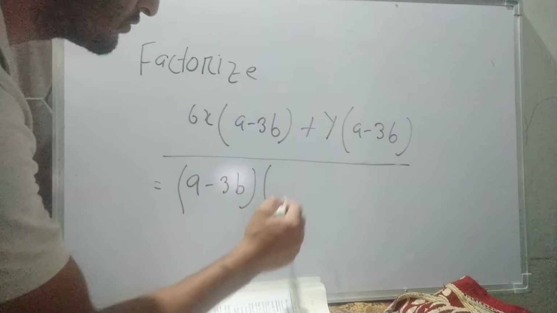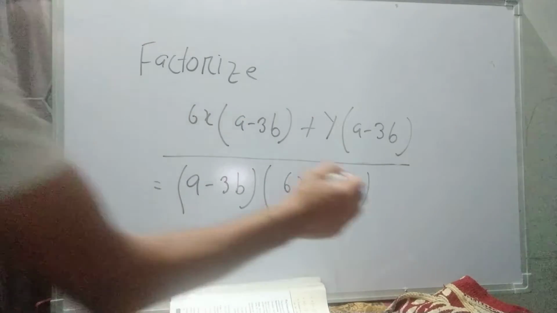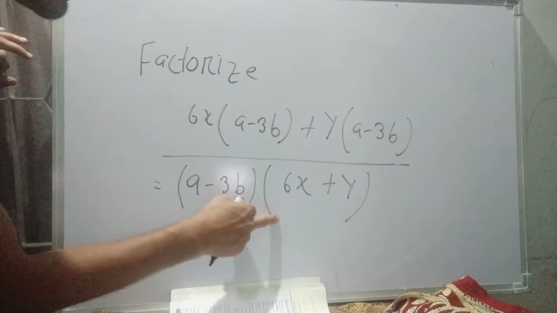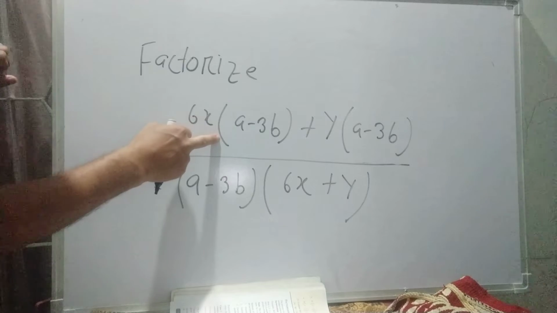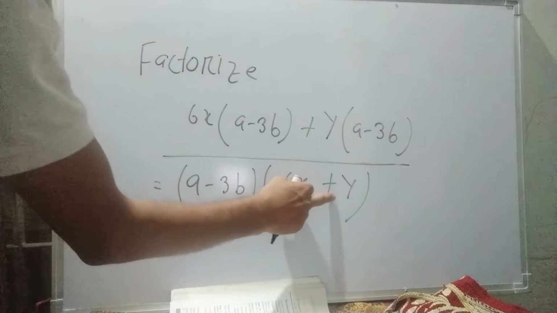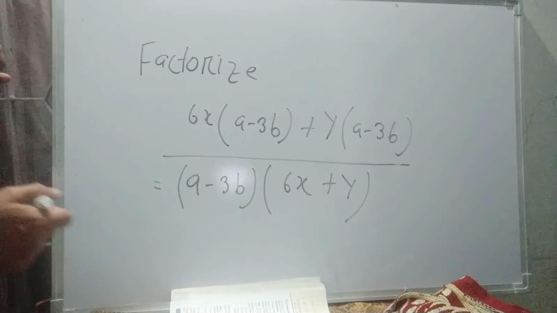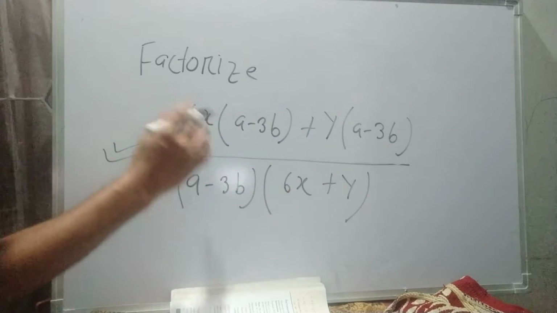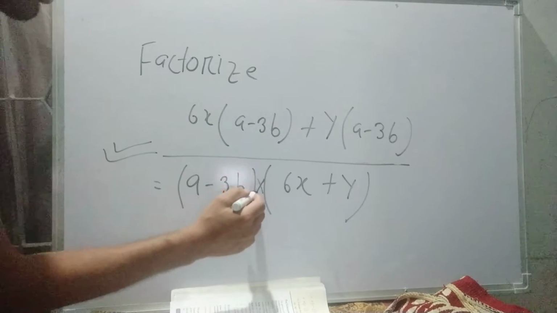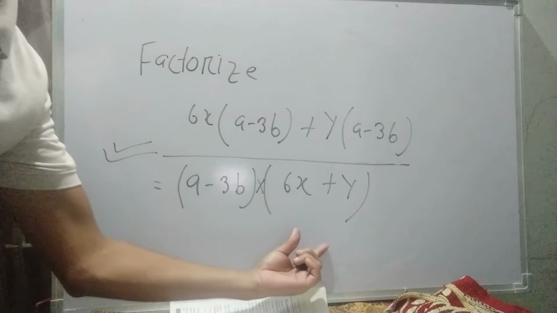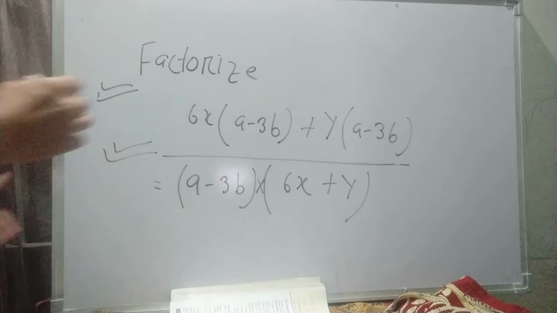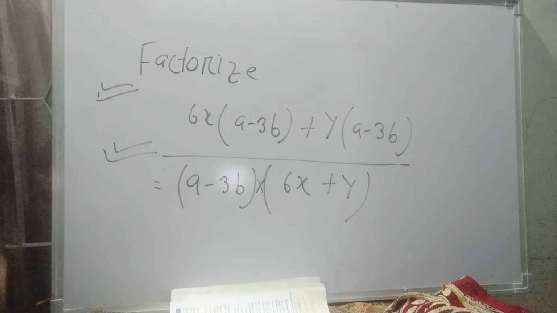Then what will we find? We will find 6x plus y. Now if you observe, a minus 3b multiplied by 6x gives 6x multiplied by a minus 3b, and a minus 3b multiplied with plus y gives y multiplied by a minus 3b. Then this is done. We are writing this algebraic expression as a product of two algebraic expressions. So this is the factorization of an algebraic expression by taking out the binomial or polynomial as the common multiplier from each term.